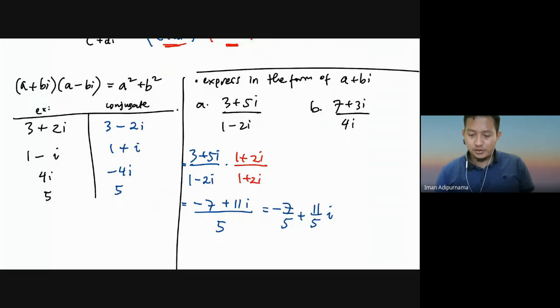If you're still confused how we get the negative 7 plus 11, actually you just multiply one by one, and then you add all of them.